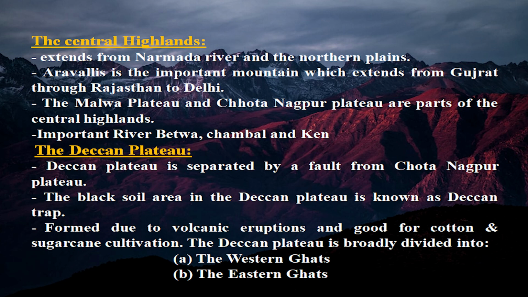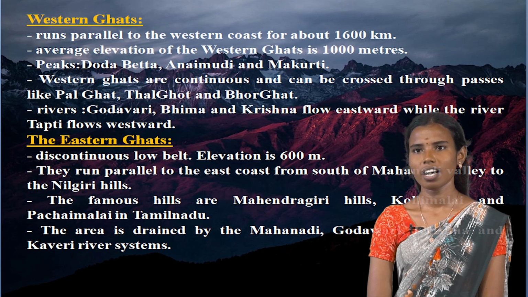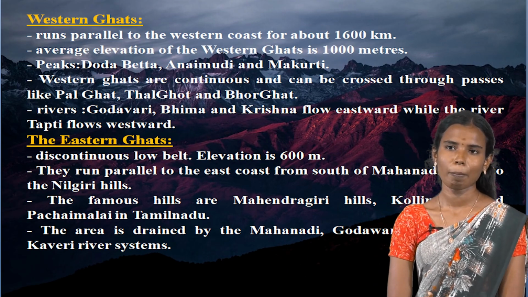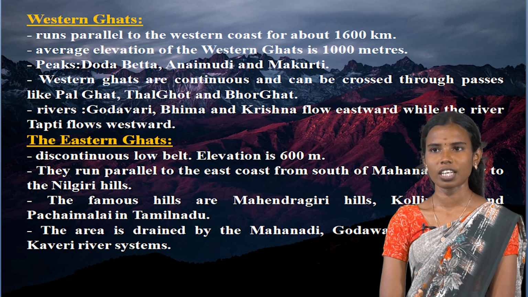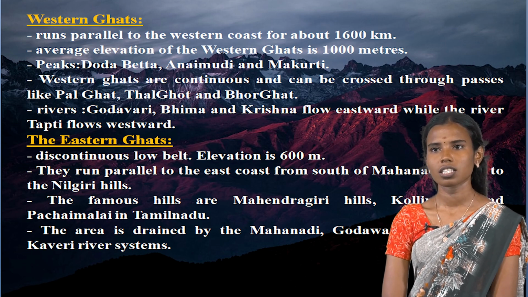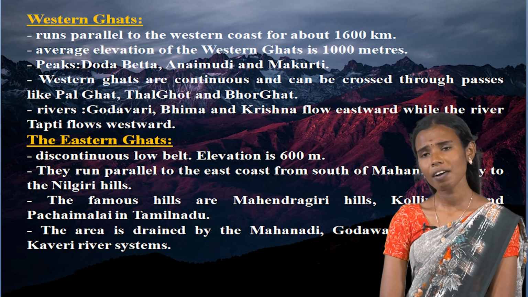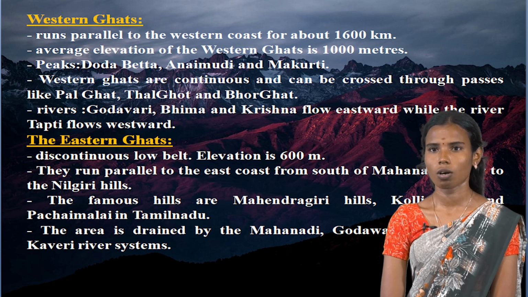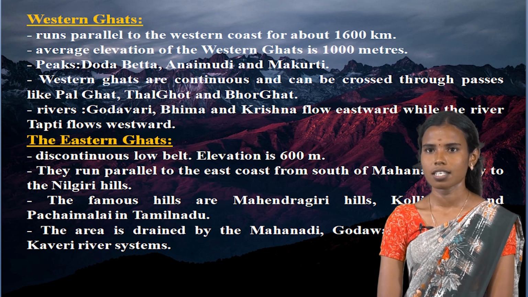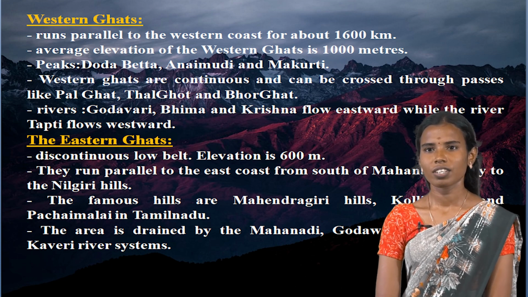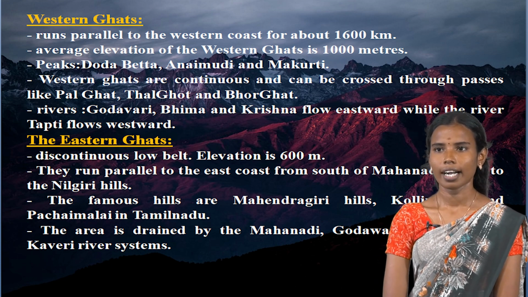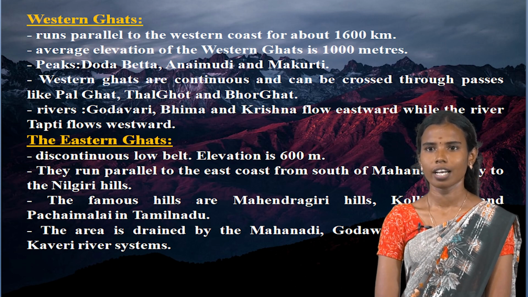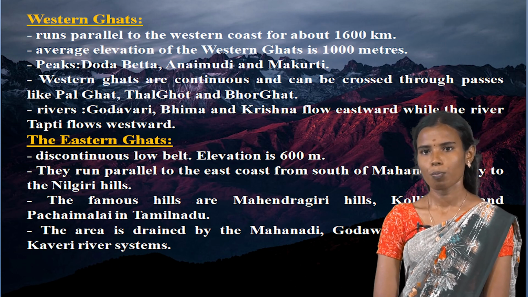The Deccan Plateau is broadly divided into 2 parts. They are the Western Ghats and the Eastern Ghats. First one is the Western Ghats. The Western Ghats run parallel to the west coast of India. It is about 1600 km long. The average elevation of the Western Ghats is 1000 meters, and peaks such as Doddabetta, Anaimudi and Mukurthi are present in the Western Ghats. The Western Ghats is continuous and can be crossed through passes like Palghat, Thal Ghat and Bor Ghat.